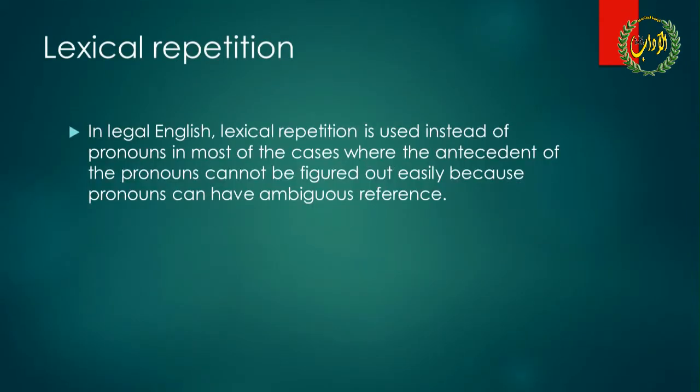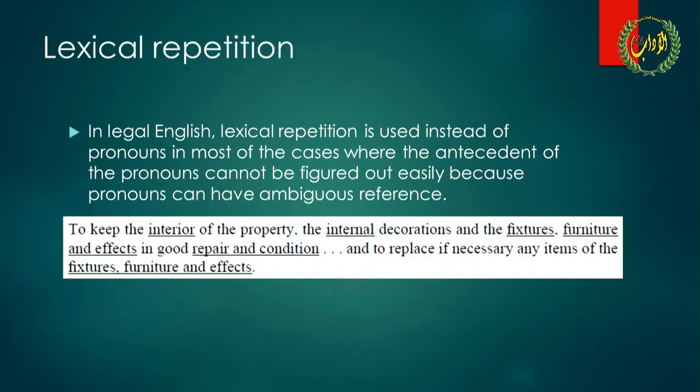Lexical repetition. In legal English, lexical repetition is used instead of pronouns, in most of the cases where the antecedent of the pronouns cannot be figured out easily, because pronouns can have ambiguous reference. That's why we avoid the use of pronouns. We try to repeat the same words rather than just using the pronouns. The example here, as you can see, is to keep the interior and then the internal decoration, the fixtures, furniture, and effects. These are all parts of the interior. However, he uses lexical repetition to use more words that have the same reference as the antecedent to avoid ambiguity.